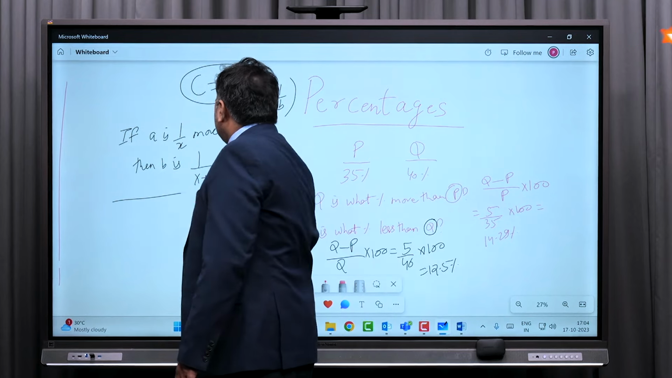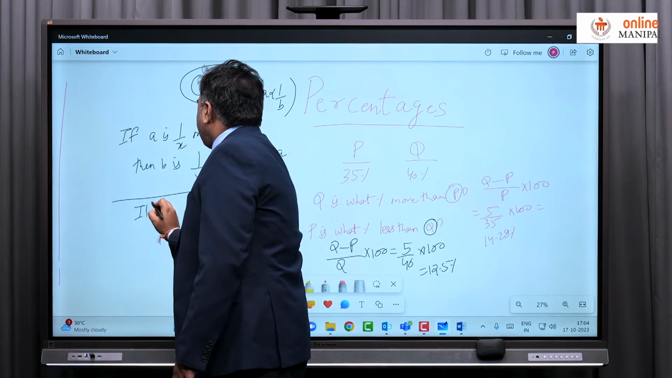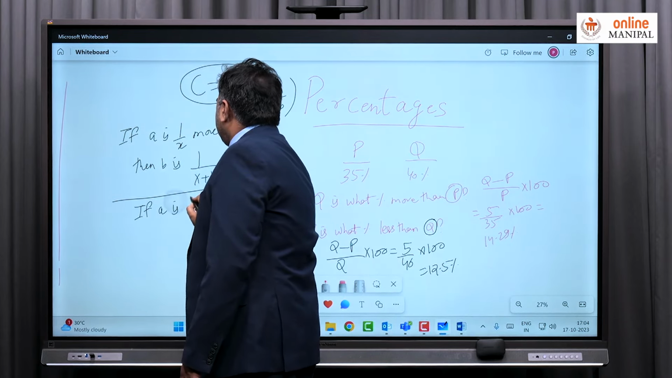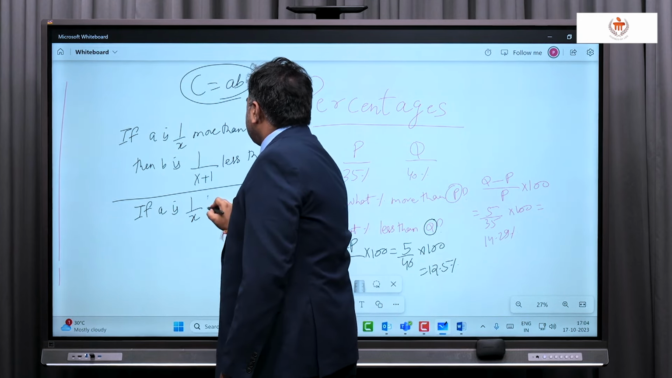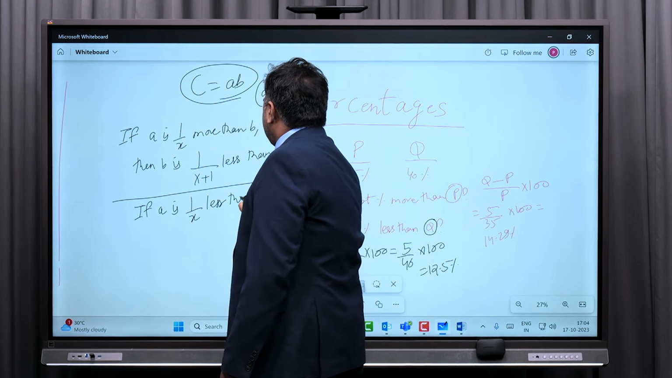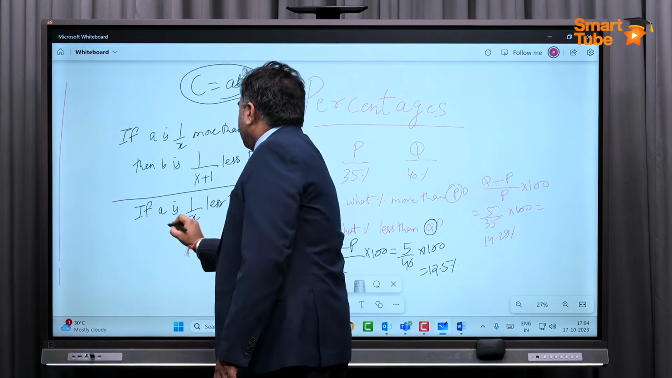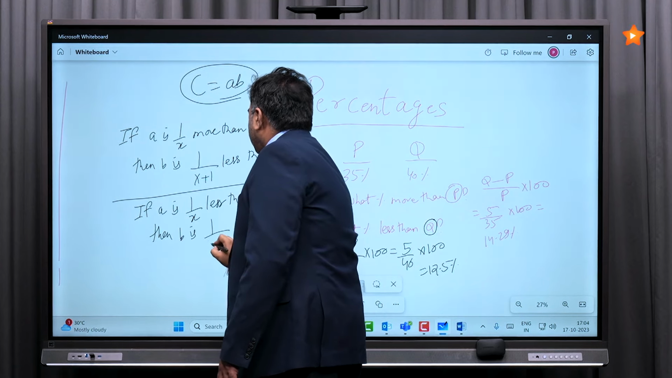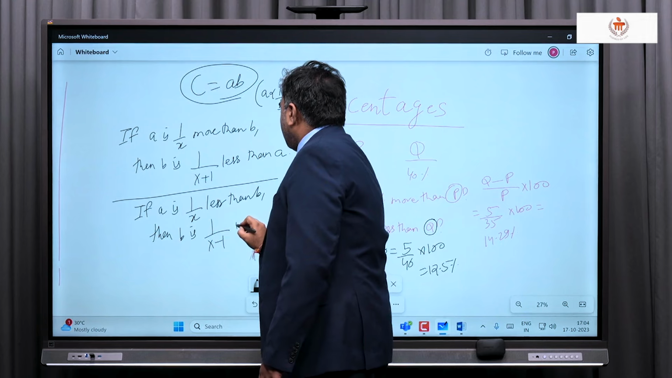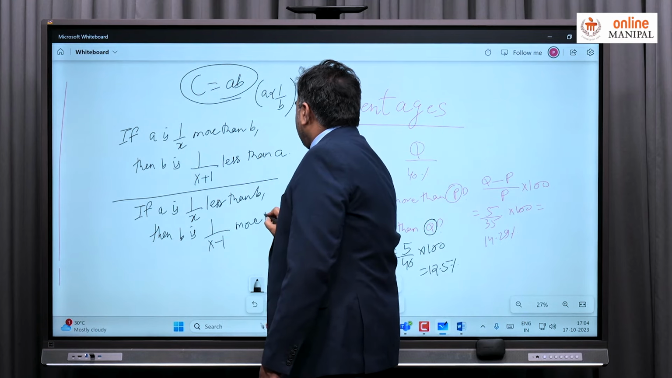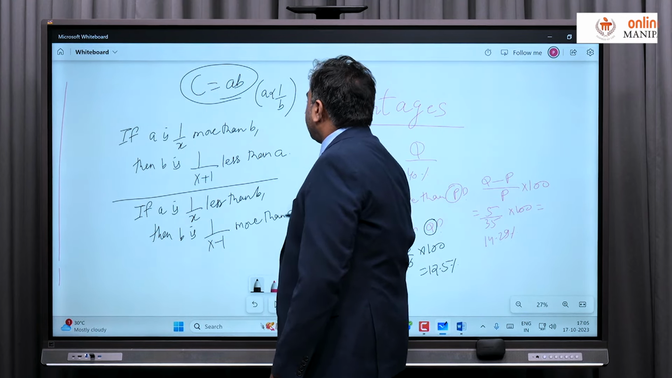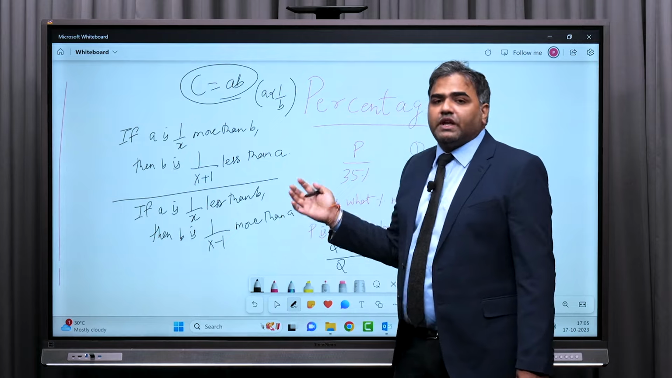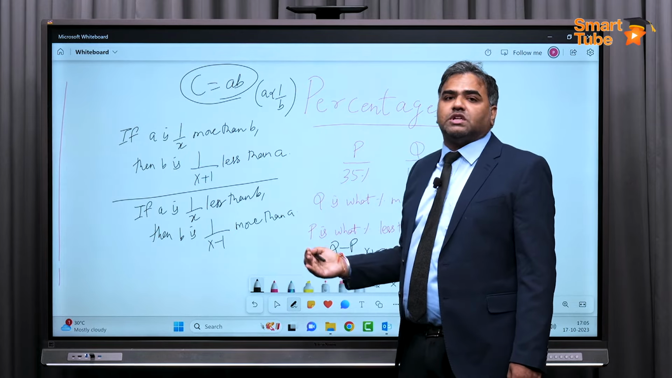Similarly, if A is 1 by X less than B, then B is 1 by X minus 1 more than A. Remember this logic. This will work whenever the two variables are inversely proportional to each other.